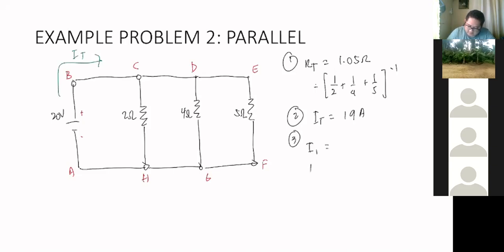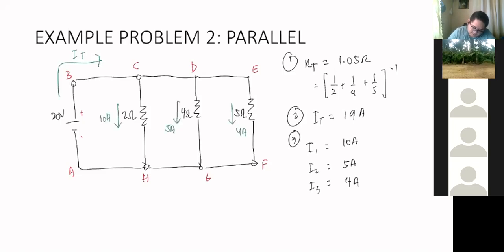I1 natin is equals to, so 20 divide 2 is 10 ampere. I2, 20 divide 4 is 5. Then 20 divide 5 is 4. Okay? So, dito, ang dadaan daw is 10 amperes. Dito ay 5 amperes. And dito ay 4 amperes.